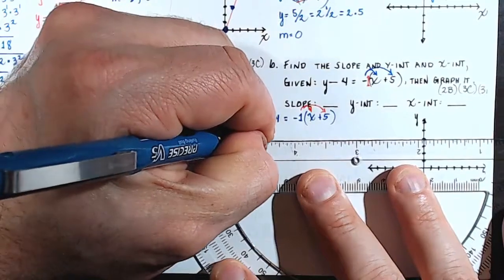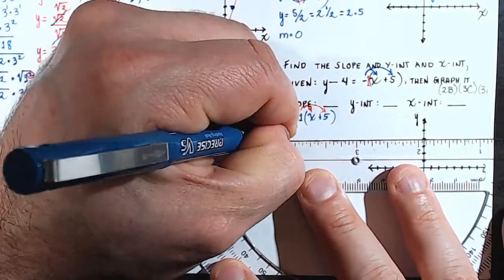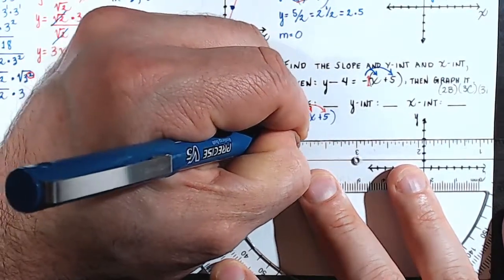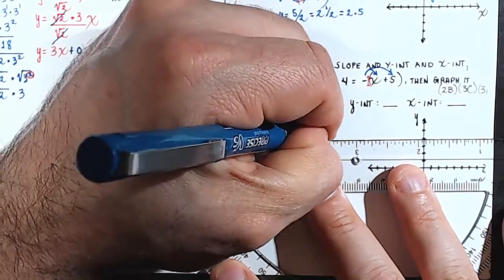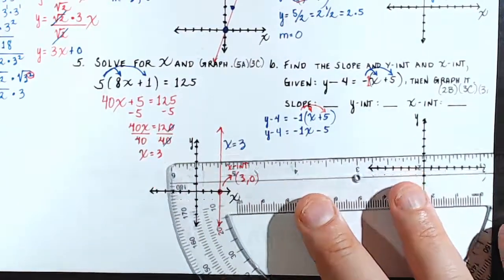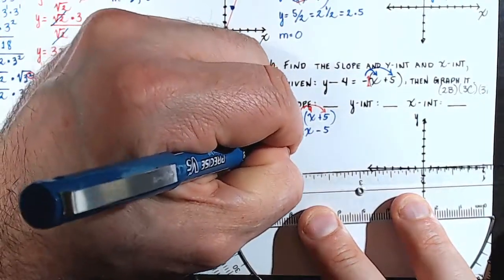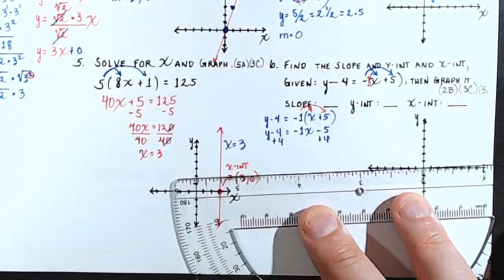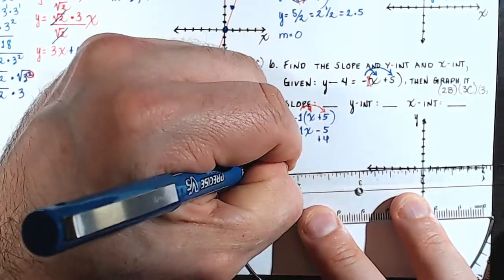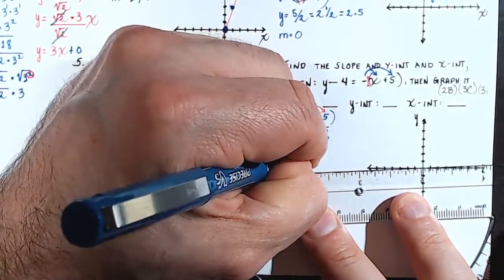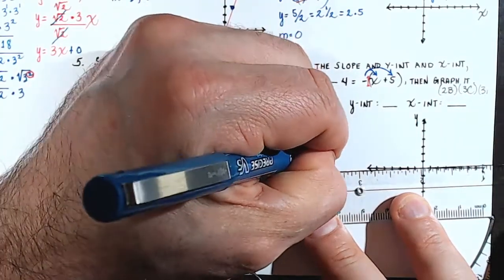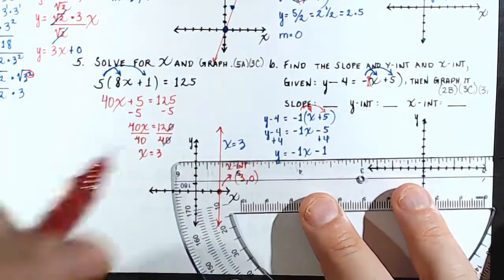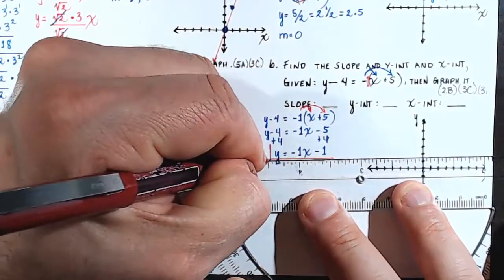So I'll just rewrite y minus 4 equals -1x minus 5. And I'll get y by itself by adding 4 to both sides. So I write y equals -1x, and -5 plus 4 is -1, so -1. And this is the equation in slope-intercept form.